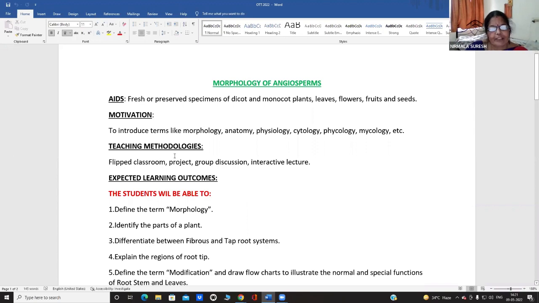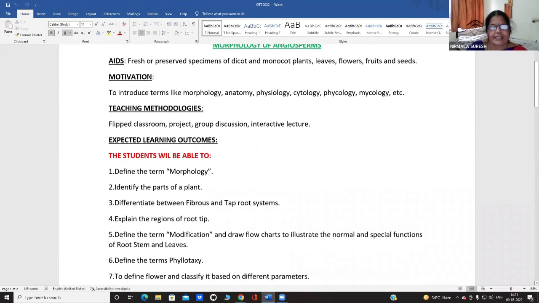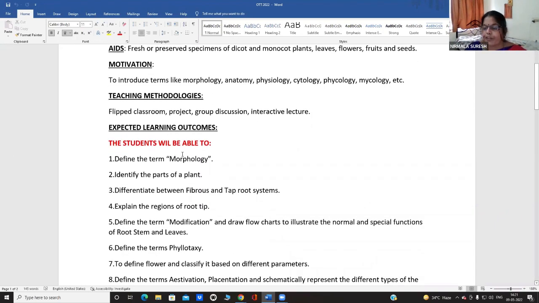Okay, teaching methodologies. I've written certain methodologies. You are also going to come out with your own methodology. I believe a lot in the flipped classroom, teachers. Shall we do a flipped classroom for this chapter? What is this methodology? Flipped classroom. You flip a classroom. Generally we teach something in the class and give them homework, but here you give the homework and then teach.